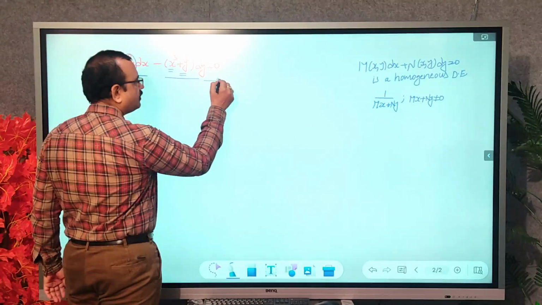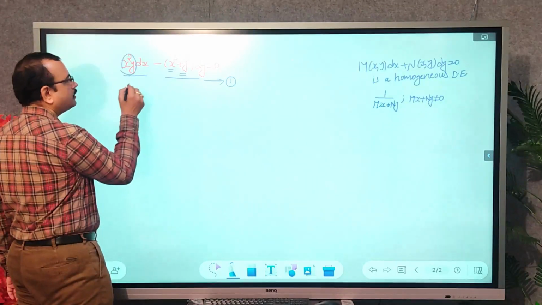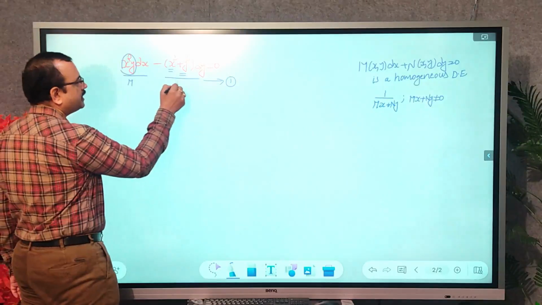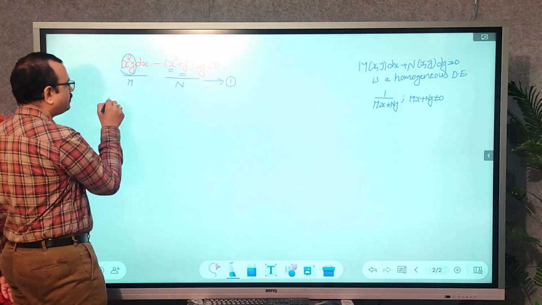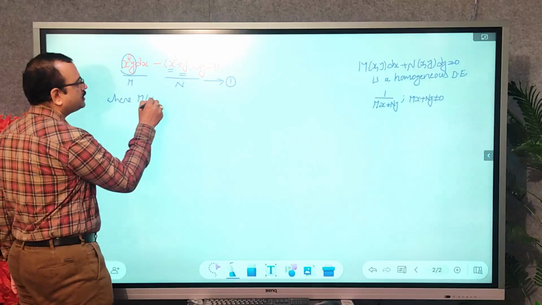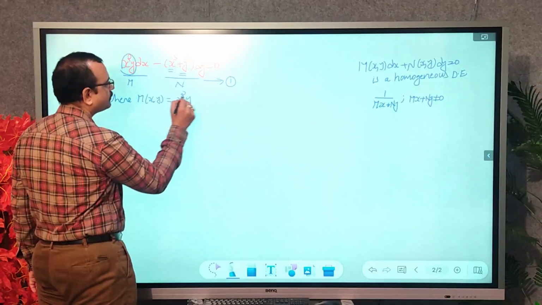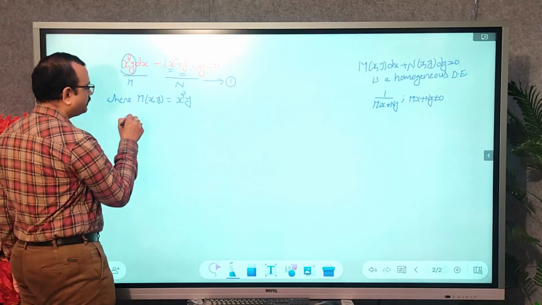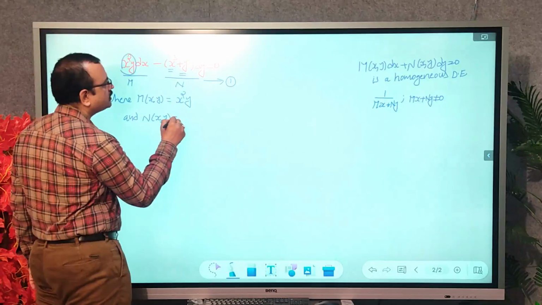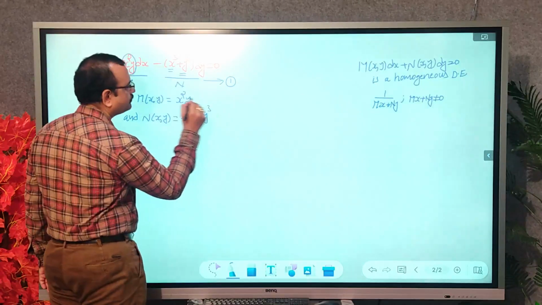So if it is not exact, then we will apply this procedure. Now take this given differential equation as equation 1. Let it be of the form M dx plus N dy is equal to 0. Here M is nothing but x square y, and N is nothing but minus of x cube minus y cube.